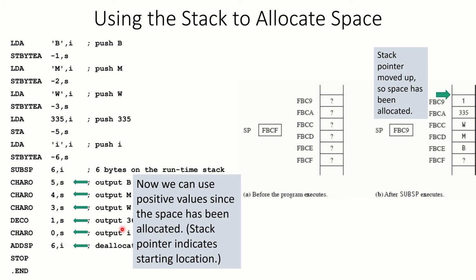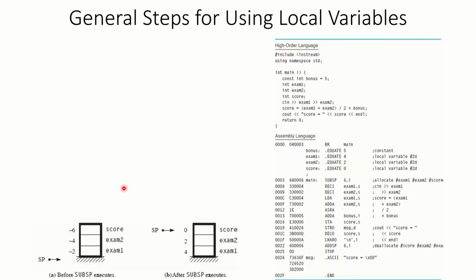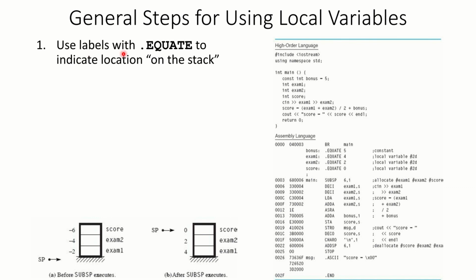So like I said, that's kind of just the mechanics of it. The general outline of how we typically allocate and use the local variables is this way here. So here's the general steps for allocating space. We start out, we use labels with the dot equate to indicate the location on the stack. So here, if we wanted to allocate 3 variables, we'd say, all right, we're going to have an equate 0 for our first one, we're going to equate 2 for our second one, we're going to equate 4 for our third one. So those are the locations of the variables on the stack.